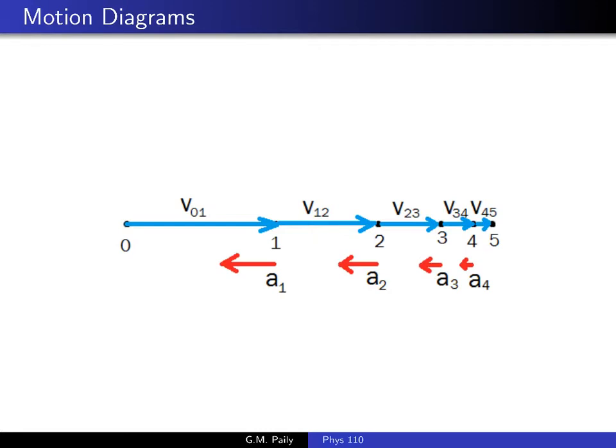We can see that the object is moving to the right, and the acceleration is pointing to the left. Because they are pointing in opposite directions, the speed of the particle is decreasing. That is, the length of the arrows is getting smaller.